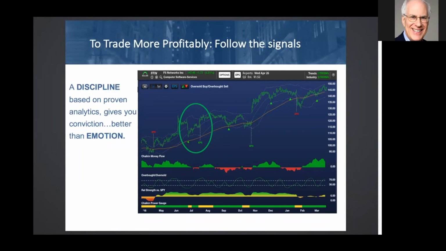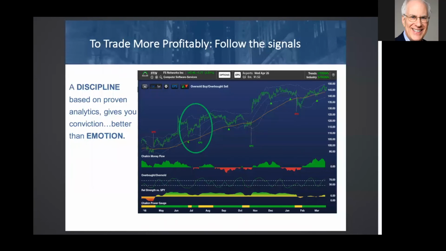Now, what is the oversold buy signal? This is so simple. The power gauge rating is bullish. The stock makes a new 8-day low. Thank you, Larry Williams, for that. He's been a long-distance mentor to me for 40 years. And the stock gets oversold.